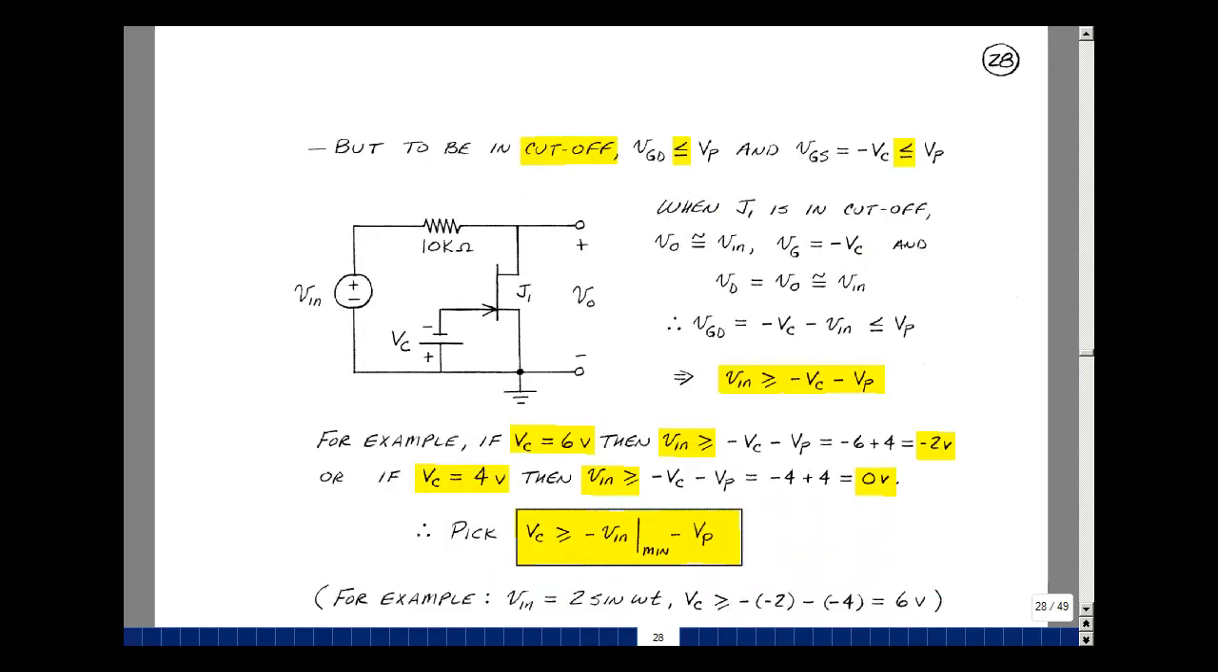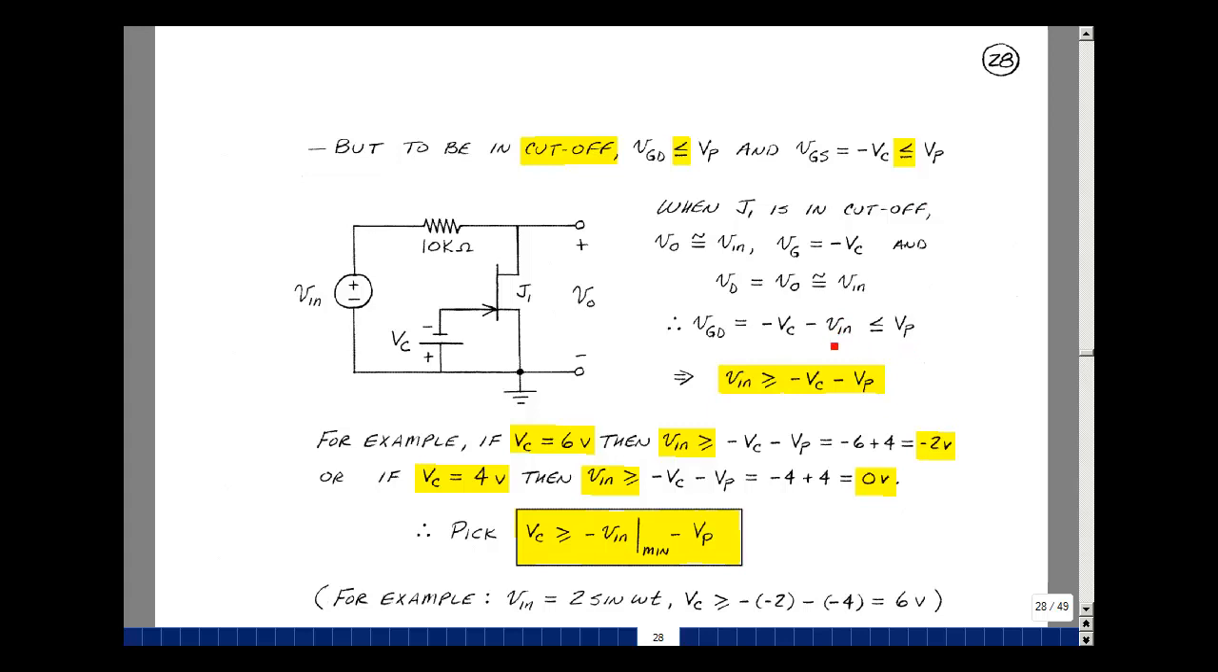To be in cutoff, the gate to drain needs to be less than or equal to pinch-off, and the gate to source needs to be less than or equal to pinch-off, but the gate to source is fixed at minus V sub C. When the JFET's in cutoff, the output roughly equals the input. The gate is equal to minus V sub C, and the drain, which is equal to the output, is equal to approximately Vn. So we can calculate the gate to drain voltage as the difference of those two. So minus V sub C minus Vn, and that needs to be less than or equal to the pinch-off voltage.